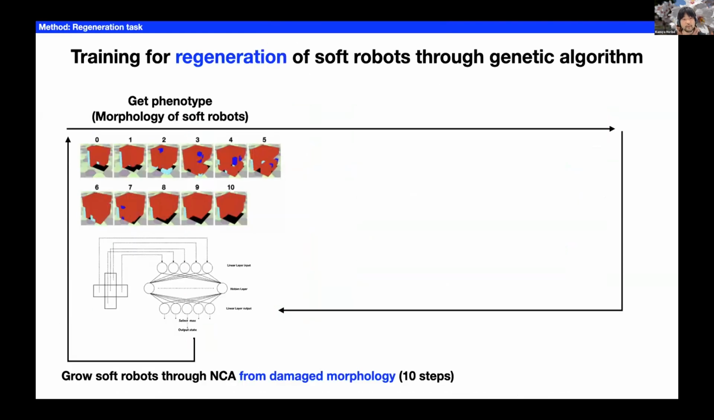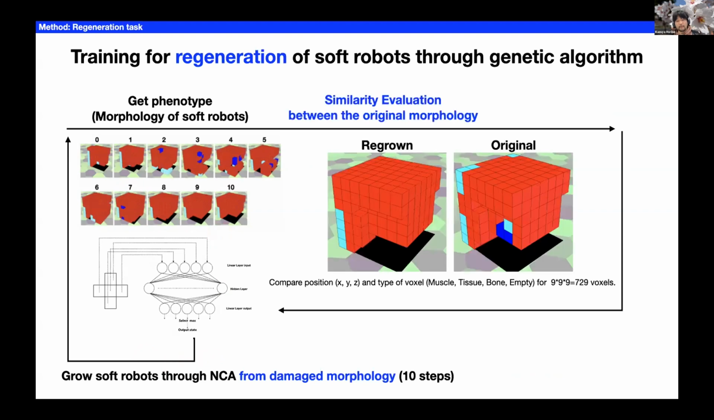So we try to train another neural cellular automata for regeneration. We also try to grow the soft robot through neural cellular automata from the damaged morphology for 10 steps. And we evaluate the similarity between the original morphology and the regrown one, this one.